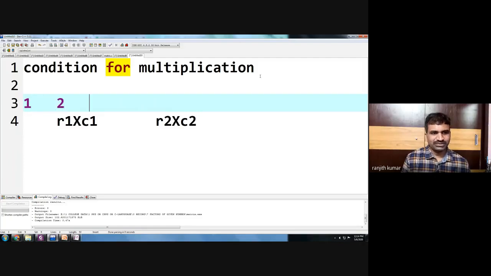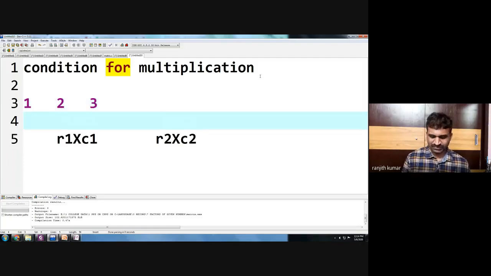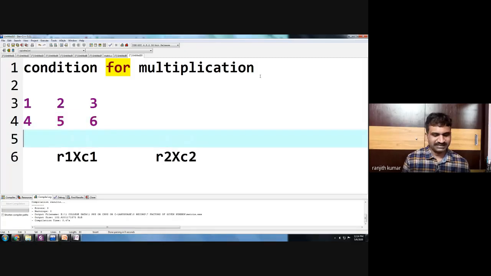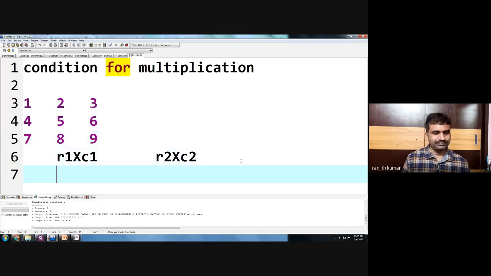Now let us see the same example you have given just now. This is the order of the first matrix, which is 3 by 3. So the matrix multiplication we are doing, the first matrix order is 3 by 3, and we are accepting the second matrix order, which is 3 by 4.